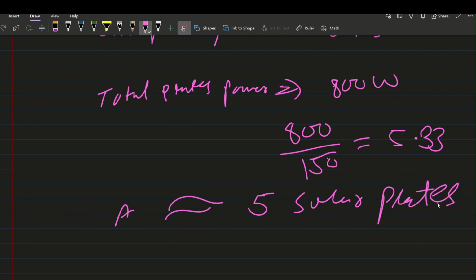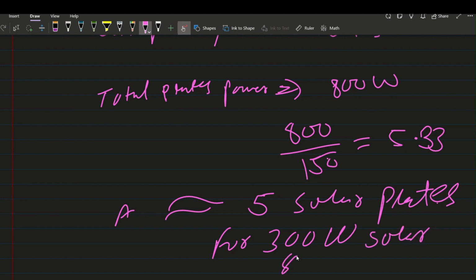So we will take 5 solar plates to design this for a 300 watt solar system. We will connect 5 solar plates for a 300 watt solar system for our small house.